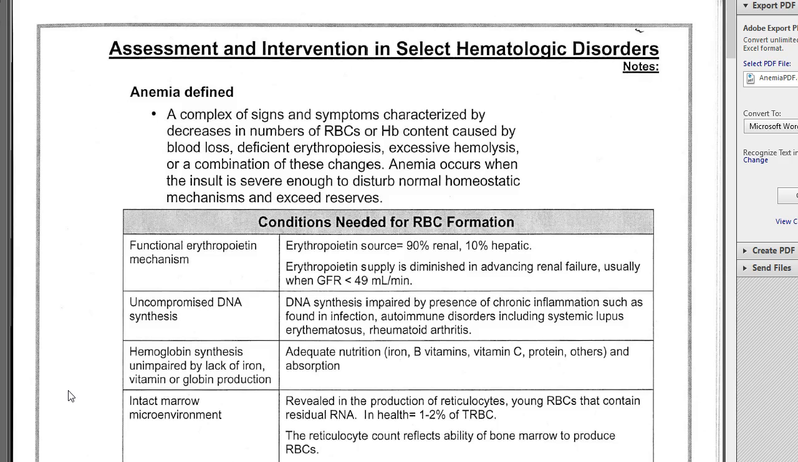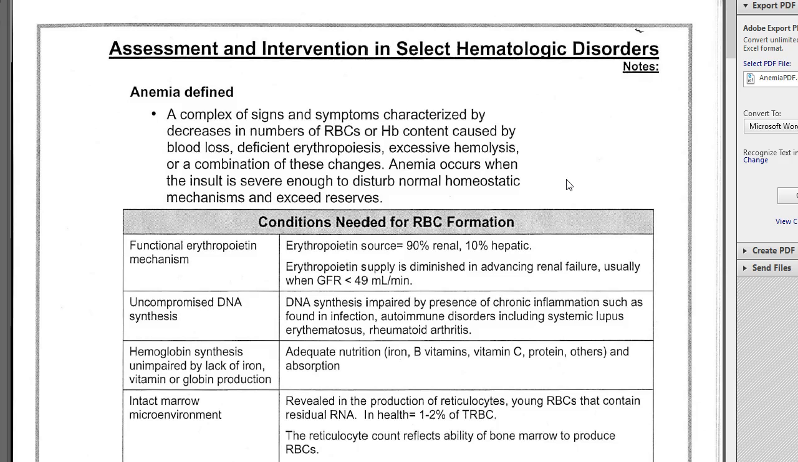So there's a nice big definition of anemia up here. Basically, what it boils down to, if you strip all that away, is a decrease in the oxygen carrying capacity of the blood. That's all it really is. Maybe the most important thing to take out of here is that anemia only occurs when the insult is severe enough to disturb normal homeostatic mechanisms and exceed reserves. So that's important to remember.